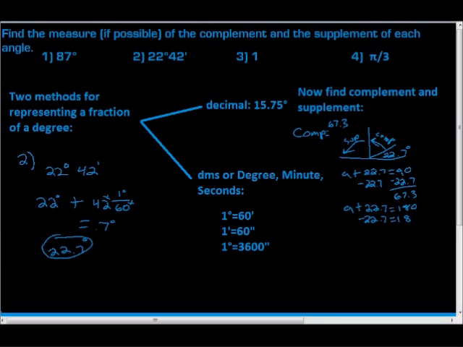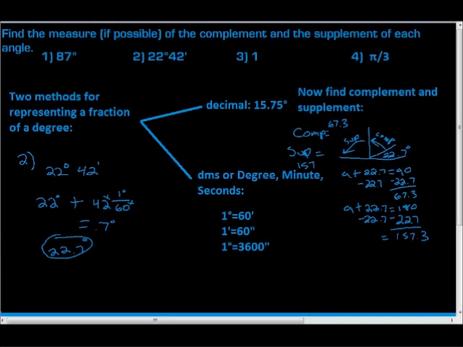It doesn't really matter too much to me, but I've got to fix that and put an equal sign instead of a minus sign. So 180 minus 22.7 degrees, and you're probably already ahead of me on this one, but it comes out to be 157.3 degrees, which is going to be your supplementary angle.